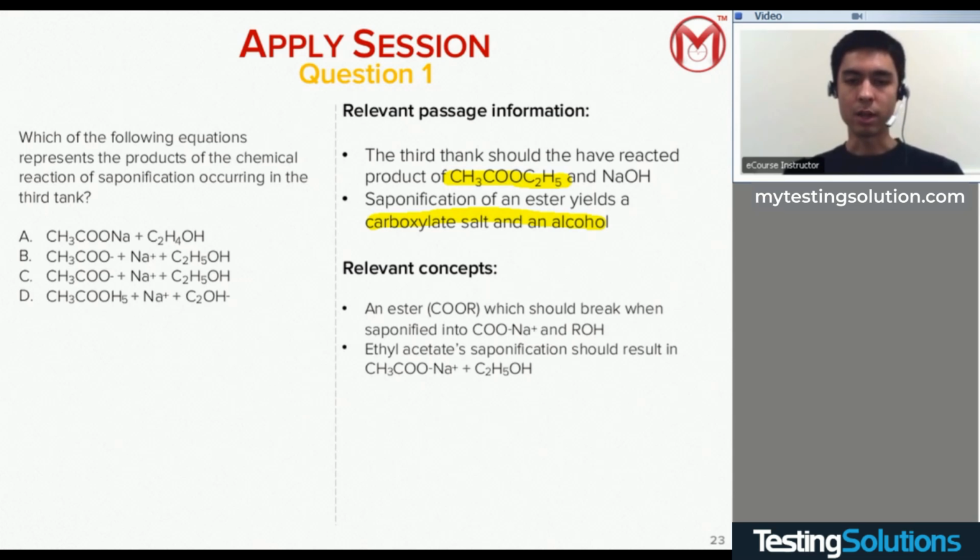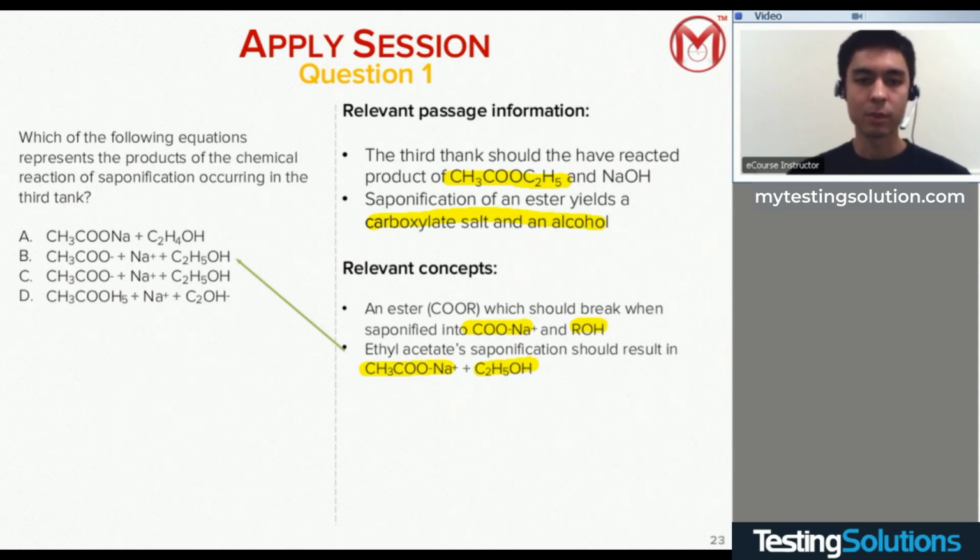So relevant concepts here. An ester is going to break apart when it's saponified into the carboxylate salt and the ROH, the alcohol. So with the reactants that I have, that is ethyl acetate, I should get the carboxylate salt and the alcohol. So that corresponds to B.